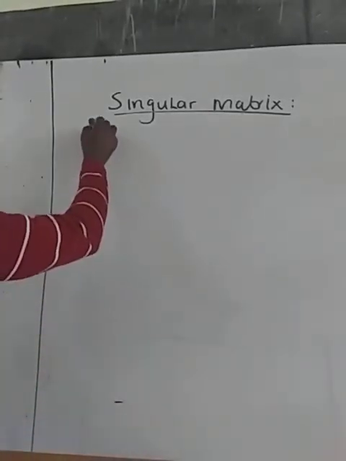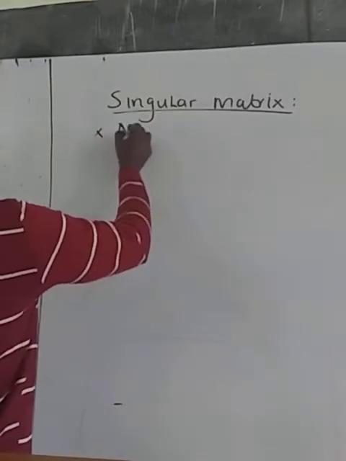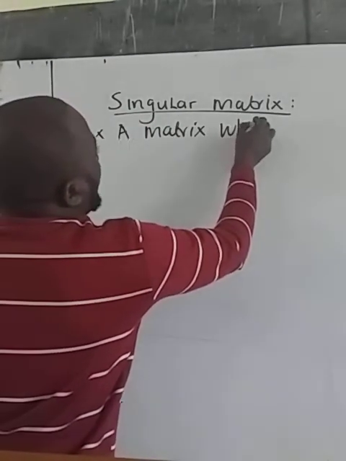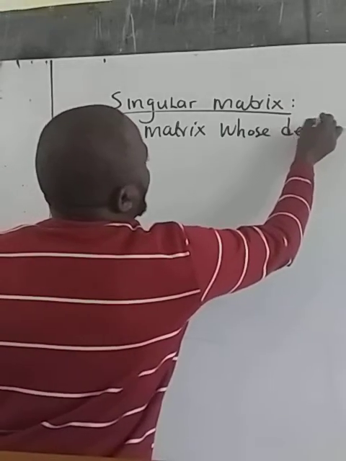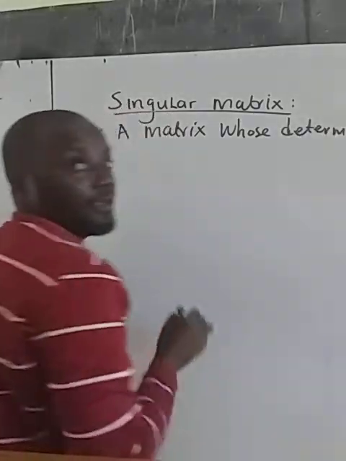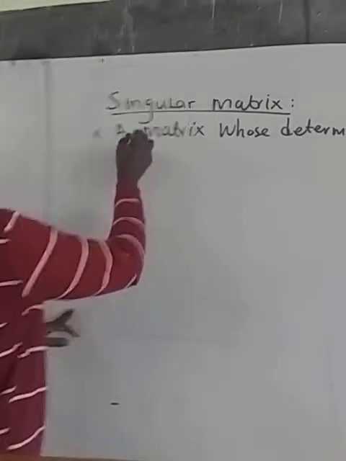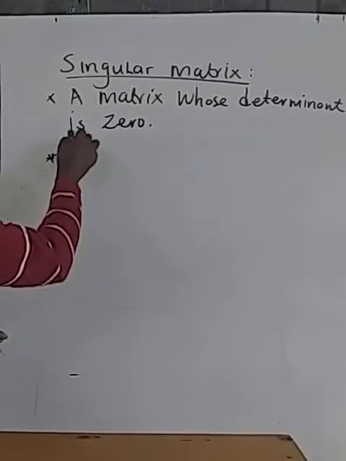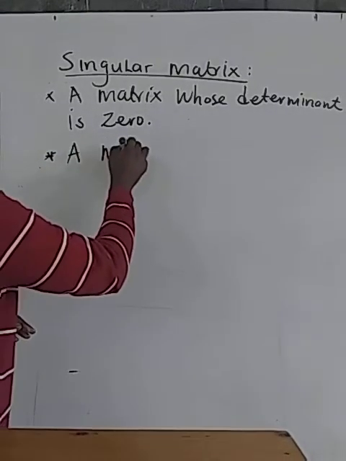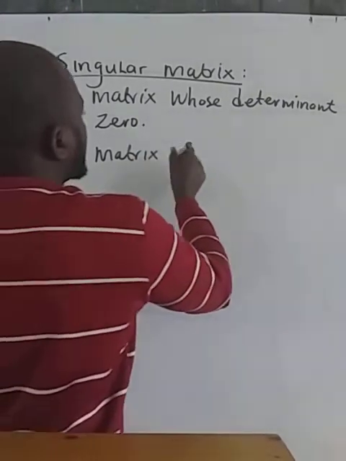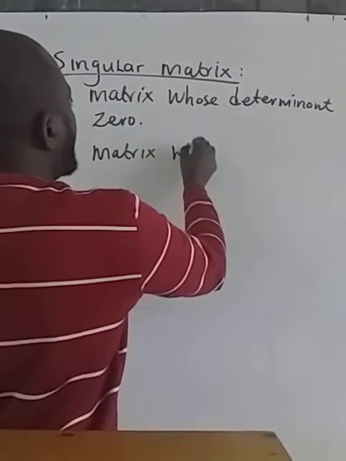Write this. A matrix whose determinant is 0, or a matrix with no inverse.